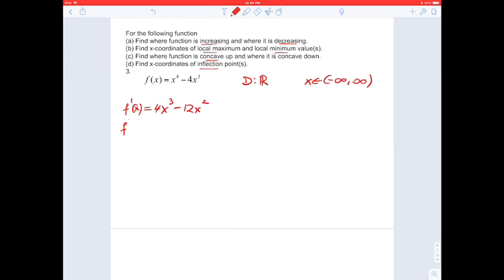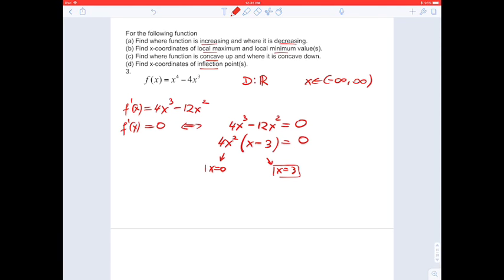4x cubed minus 12x squared. First derivative equals 0 if and only if 4x cubed minus 12x squared equals 0. Let's factor out 4x squared times (x minus 3), and then the zeros are 0 or positive 3.